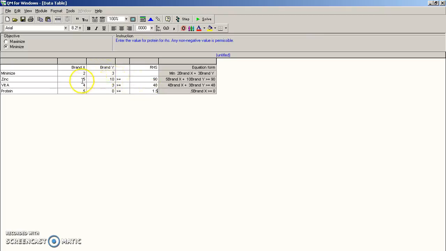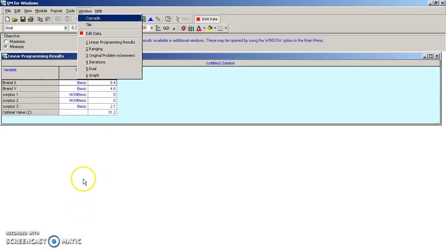Notice the proportions in here, 5, 10 to 90. They've got to be reasonable. 4, 3 to 48, and the protein 0.5 and 0 to 1.5. Again, we're minimizing for costs, and we're going to run this linear program in a second, but the key is rather than maximizing for profit, we're minimizing for costs, and we solve it.